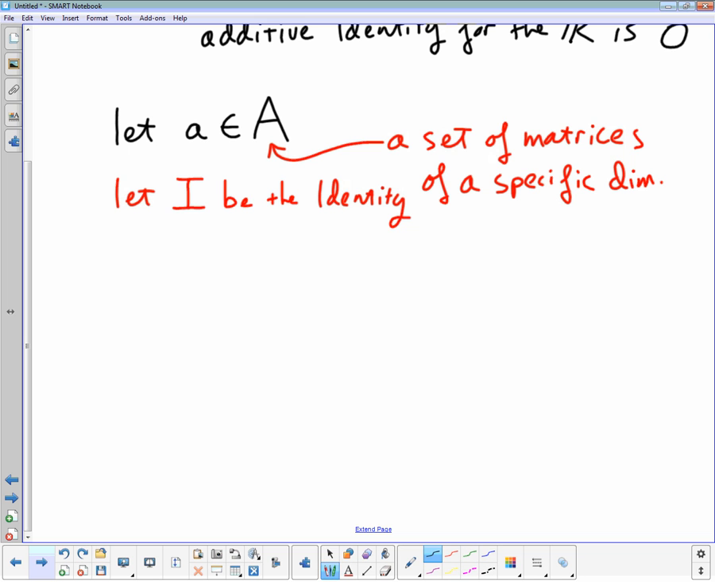Now, A times I is equal to A. I times A is equal to A. I times I equals I.